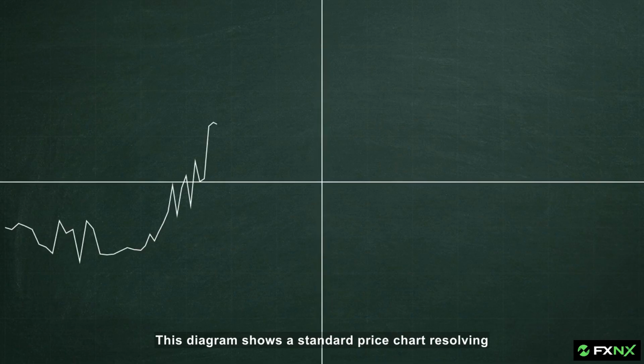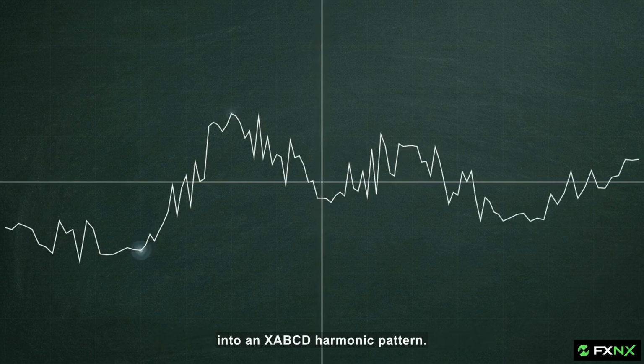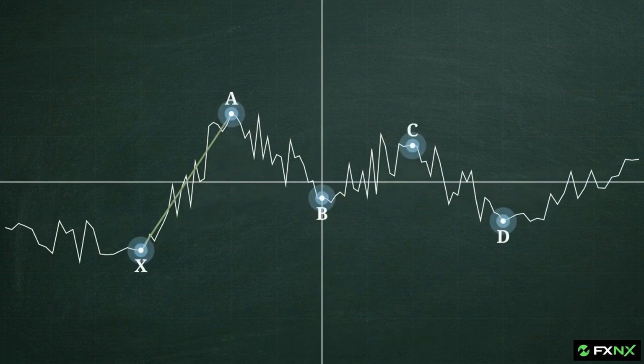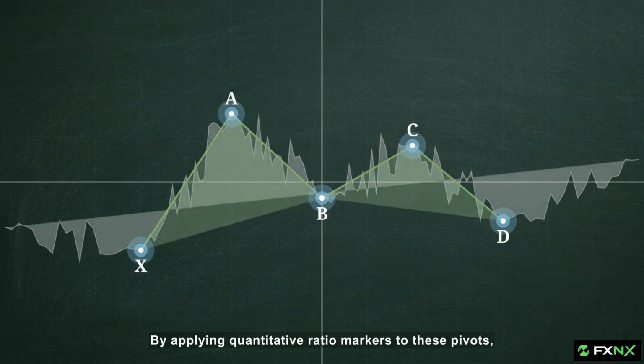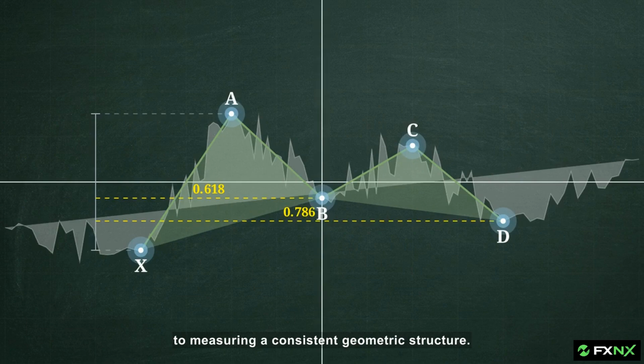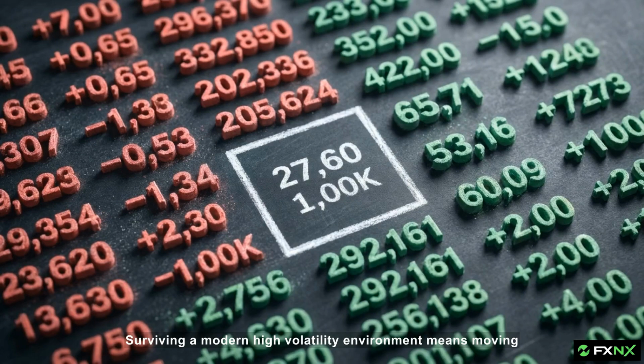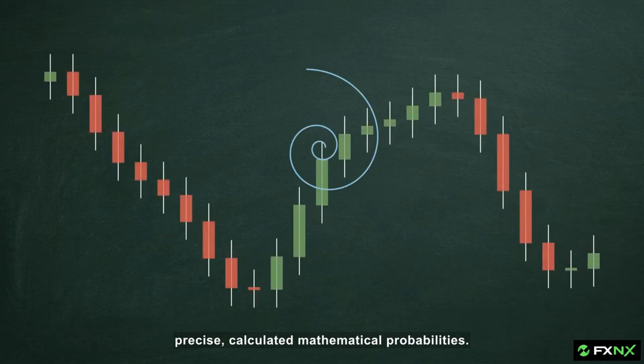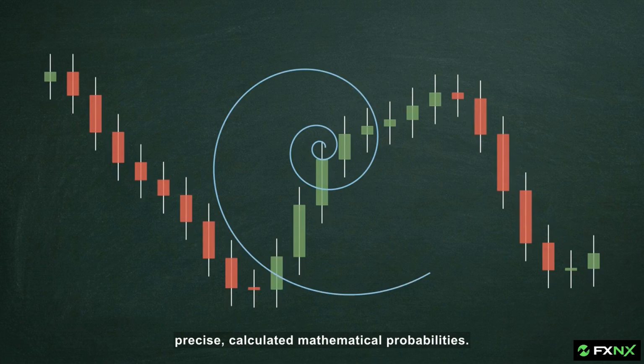This diagram shows a standard price chart resolving into an XABCD harmonic pattern. By applying quantitative ratio markers to these pivots, we move from observing erratic price movement to measuring a consistent geometric structure. Surviving a modern, high-volatility environment means moving past visual guesswork. You have to adopt a system rooted in precise, calculated mathematical probabilities.